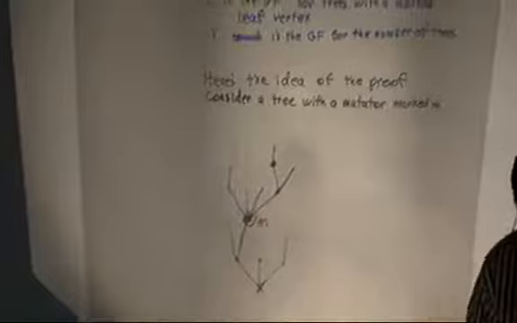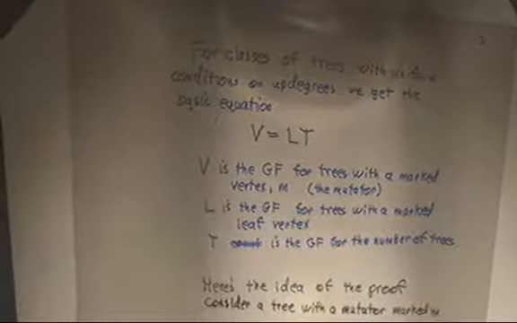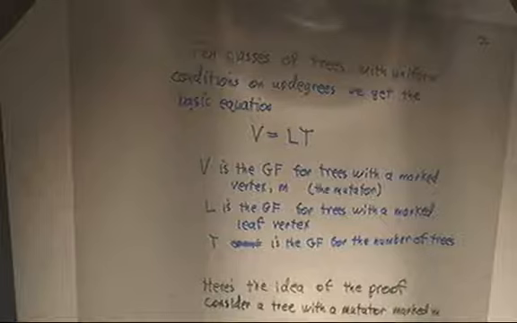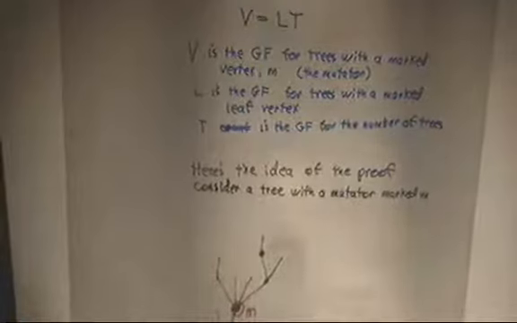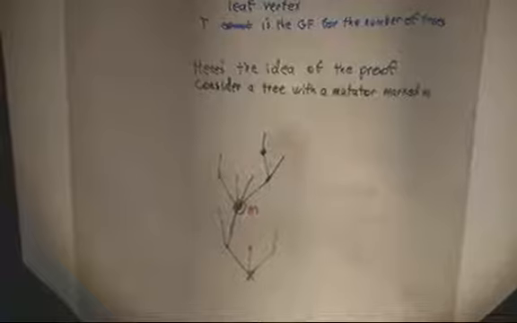is we get the following equation. V equals L times T. Okay, what is V? Well, T is just the number of trees in your class. Typically you know that because you wouldn't be talking about them otherwise. V is the number of vertices. Well, you multiply by n plus 1 for n edges. And one way to do that is multiply T by an extra z and then take a derivative.